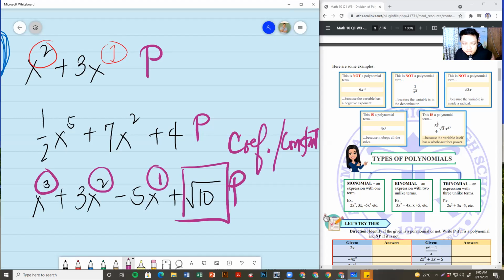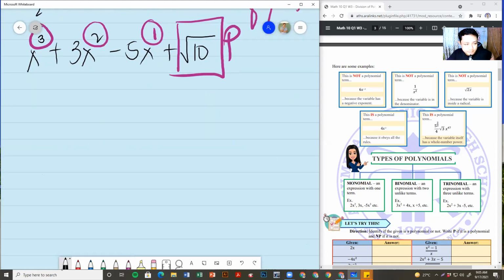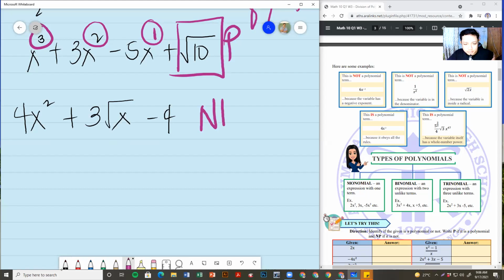Okay? What about this? Let's have 4x squared plus 3 square root of x minus 4. Polynomial or not? Type your answer in the chat box, please. Very good. This is not a polynomial. Why is it not a polynomial? Because there is a variable inside the radical.